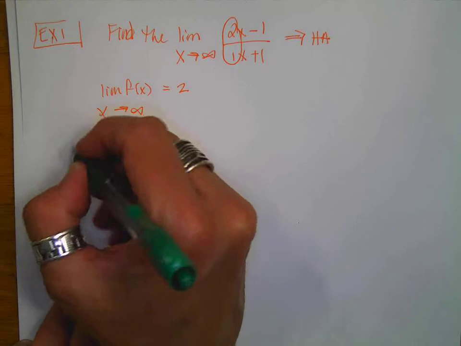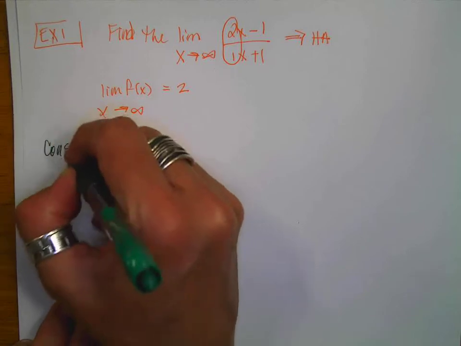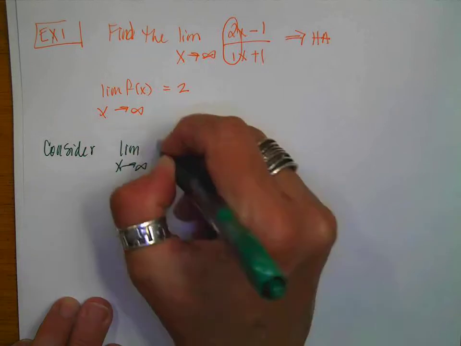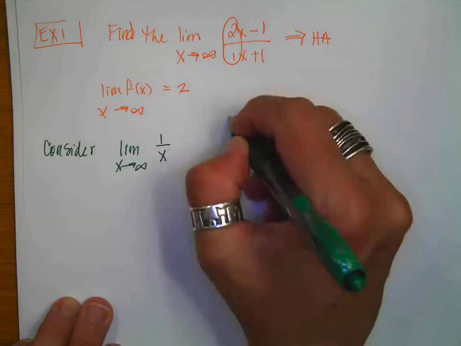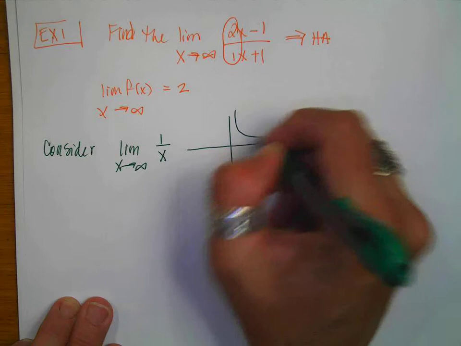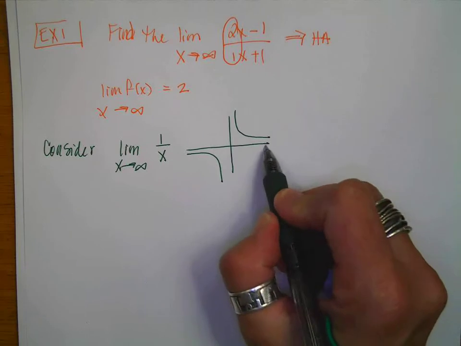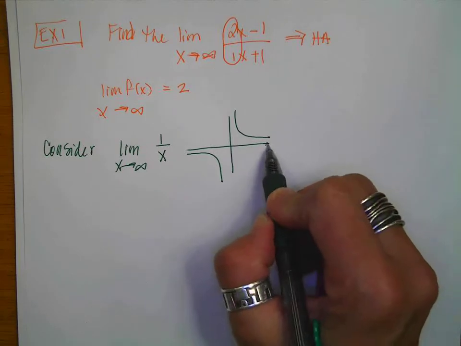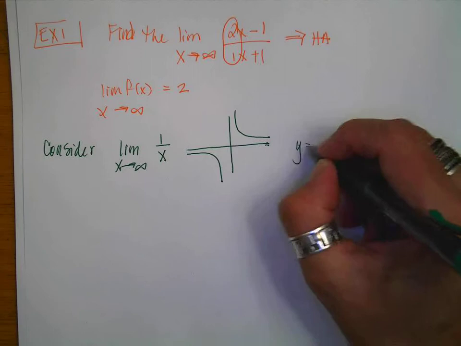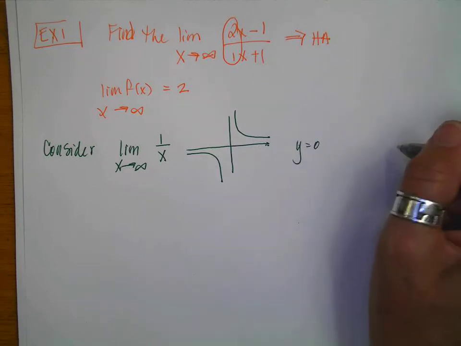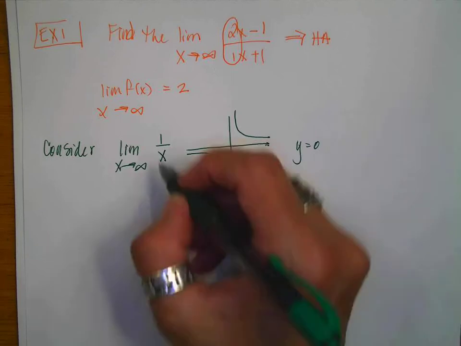All right, so before we do our next example, I want to consider the problem, the limit as x approaches infinity of 1 over x, and the graph of that looks like this, right? So it's just your standard function. But in general, a function is going to approach the horizontal asymptote. In this case, it would be y is equal to 0.